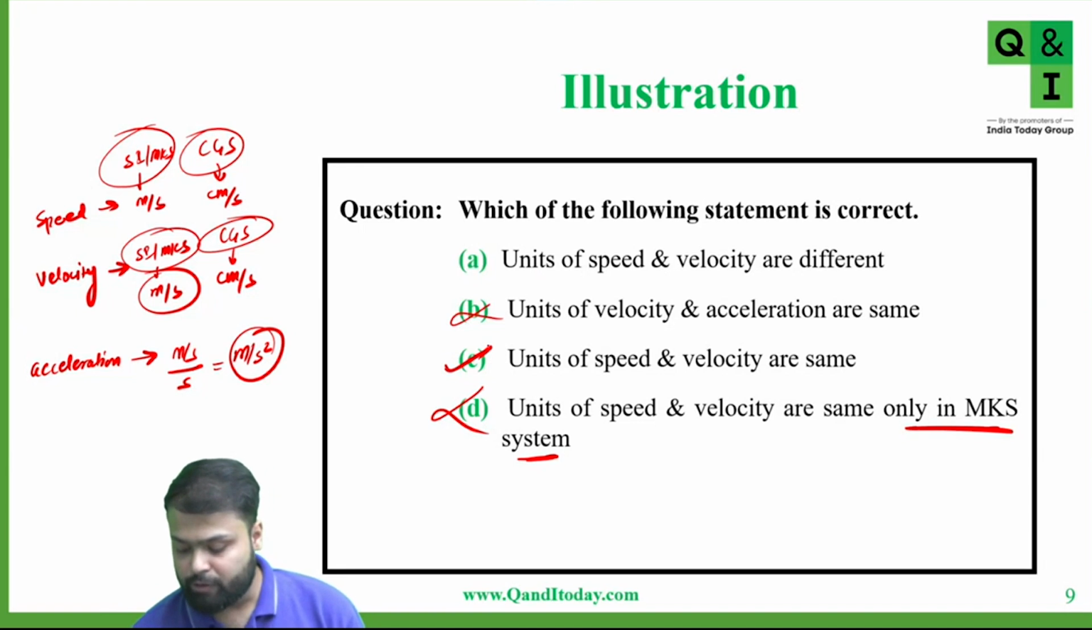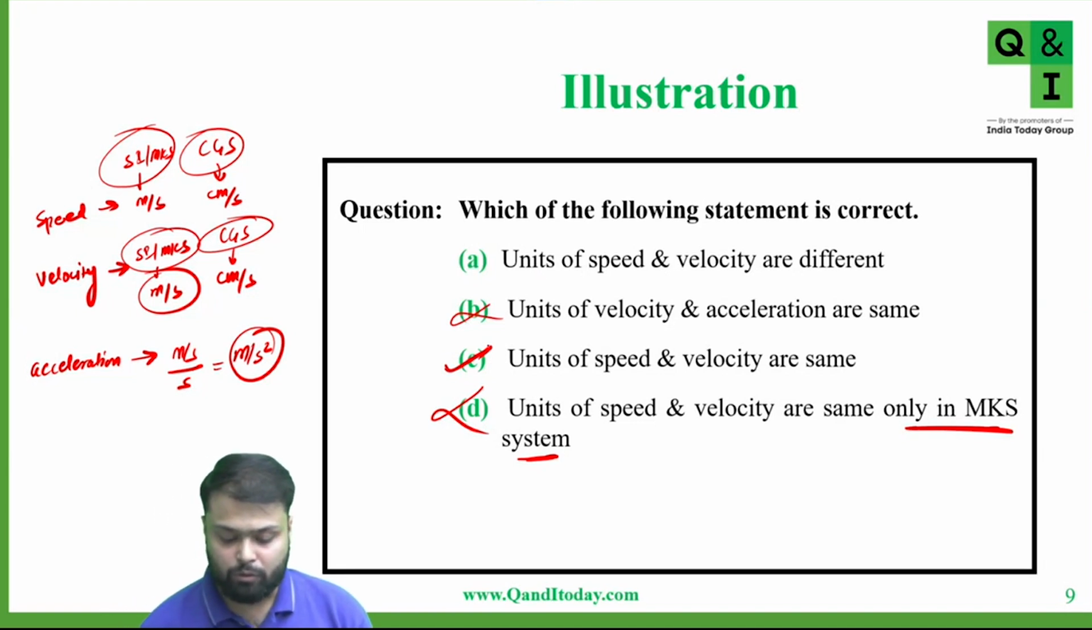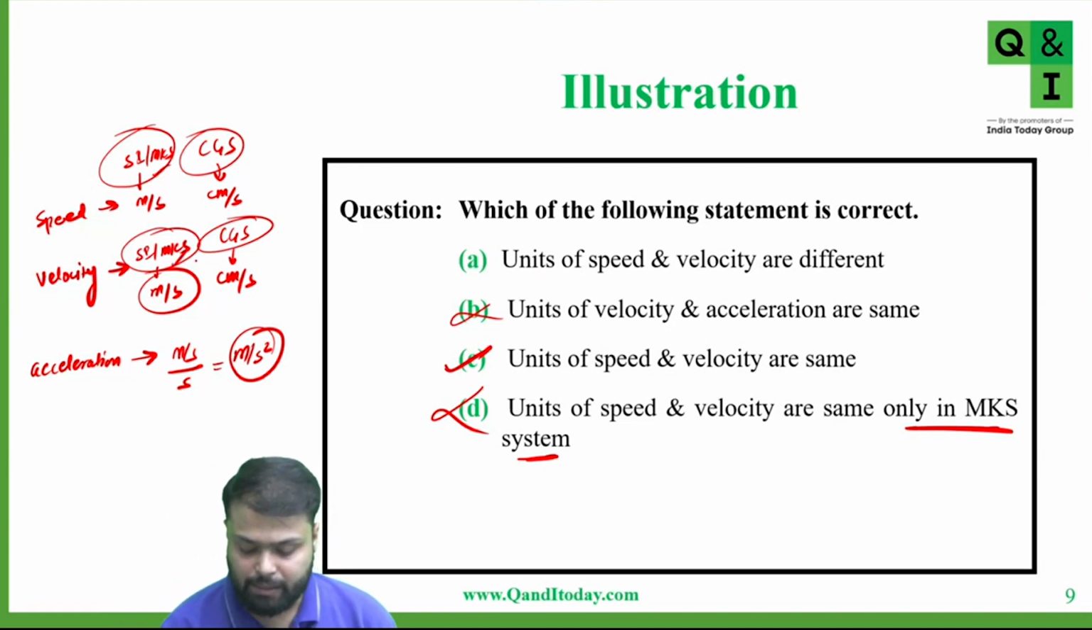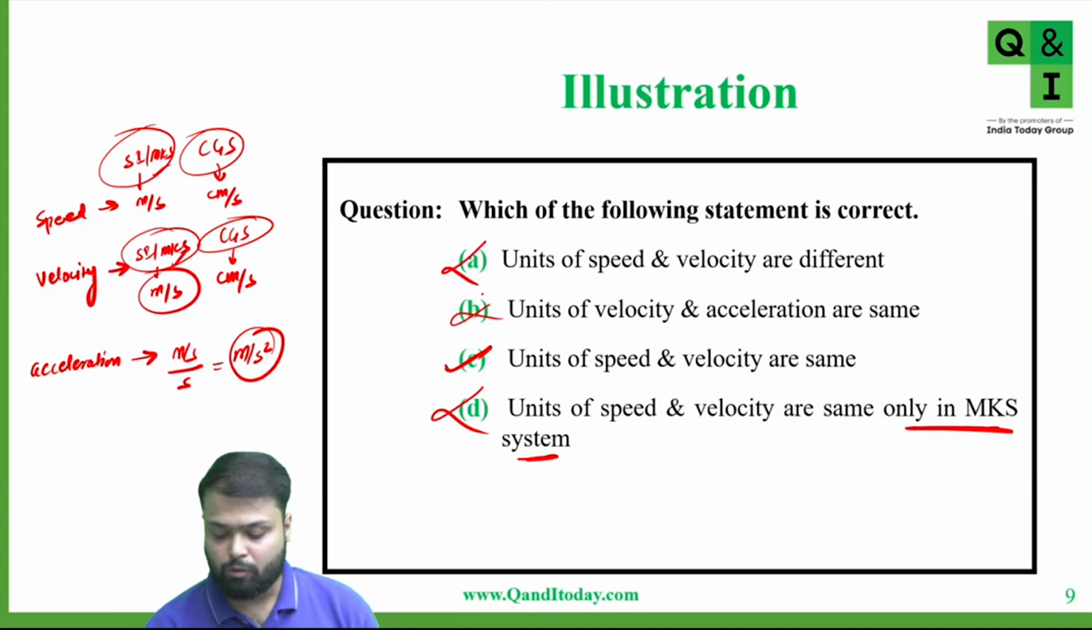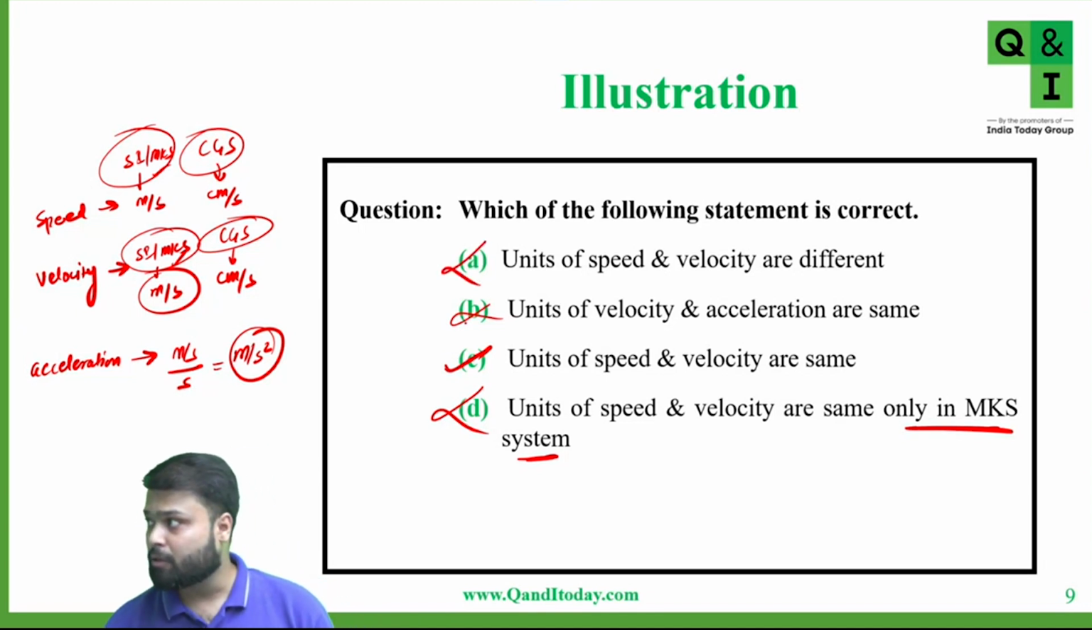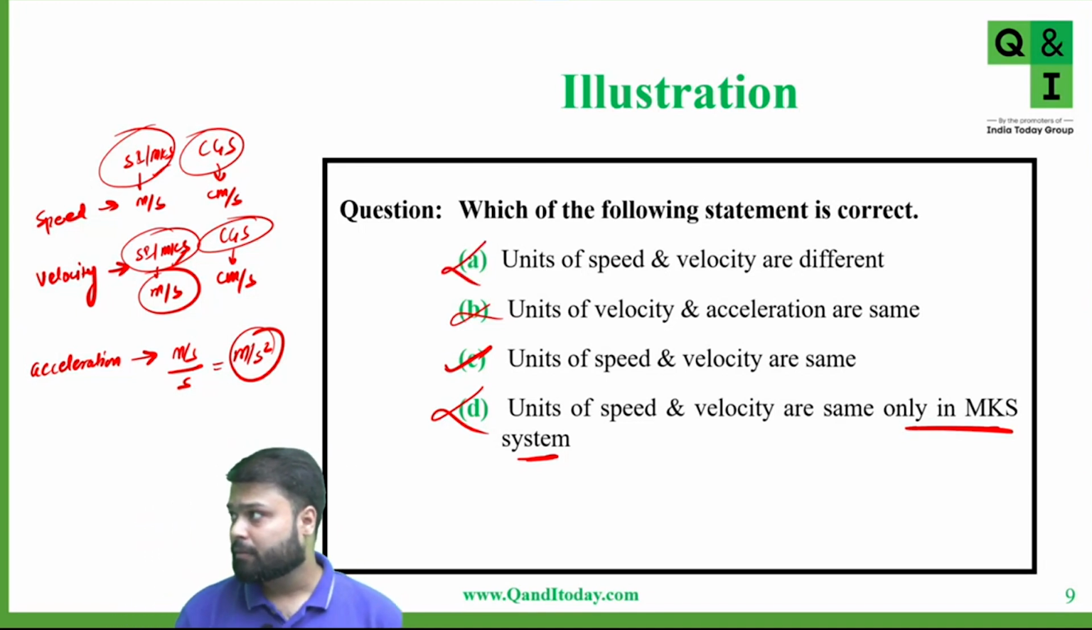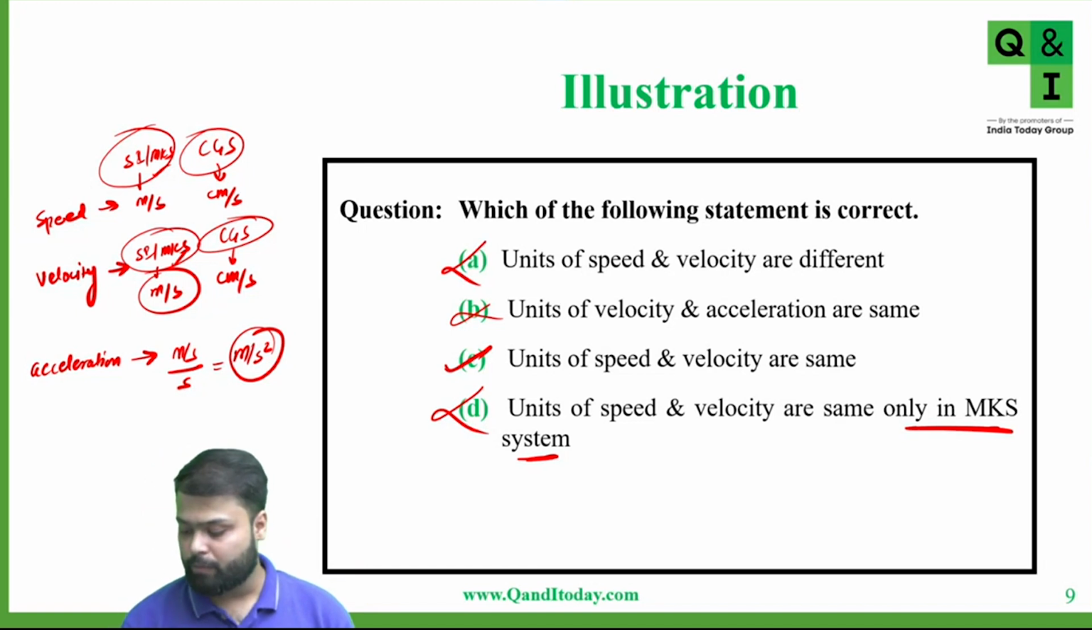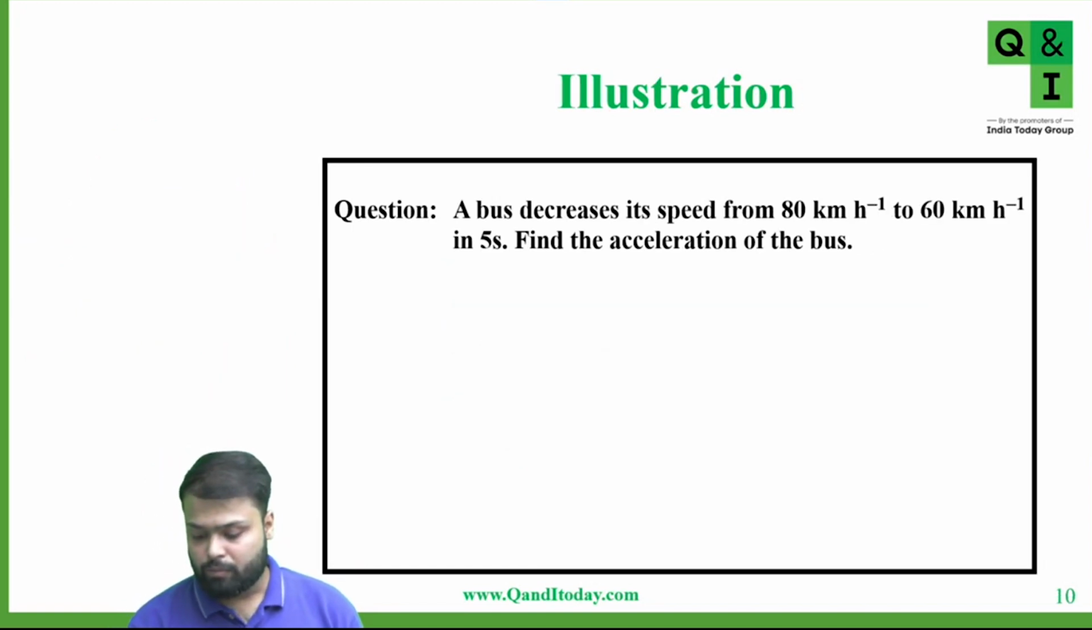Now A option, unit of speed and velocity are different. No, unit of speed and velocity are same, which is meter per second. So option A is also incorrect. So correct option is option C. Very good. Many of you are correct. Very good.